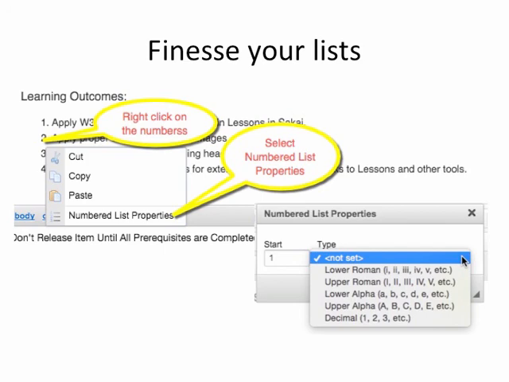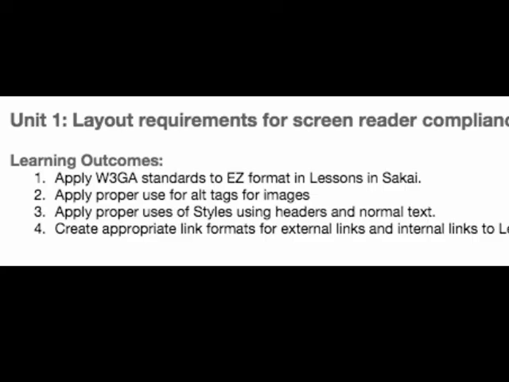This will give you a list of which kind of numbers you want to use, Roman numerals, alphabetic, or decimal numbers. It's your choice. Creating lists is not just for the appearance. Creating a list allows the screen reader to notify the user that they are entering a list and how it is going to be read. This avoids confusion of simply hearing numbers in the middle of text.